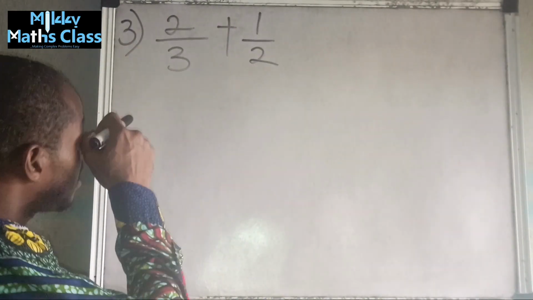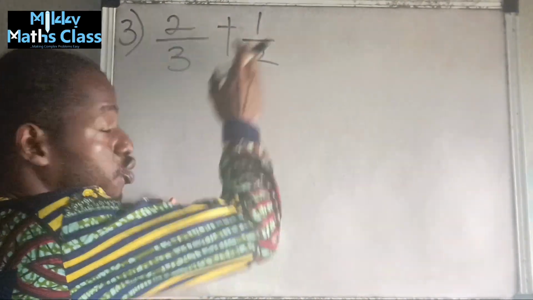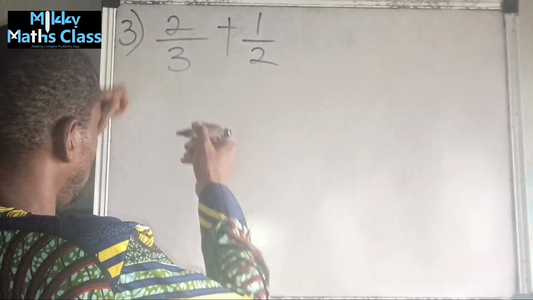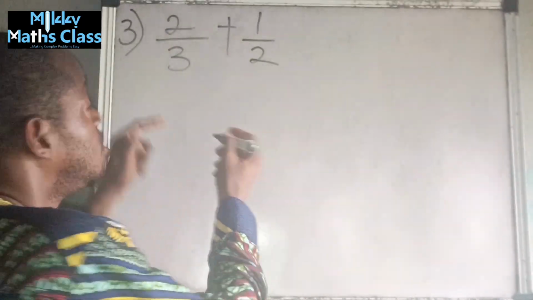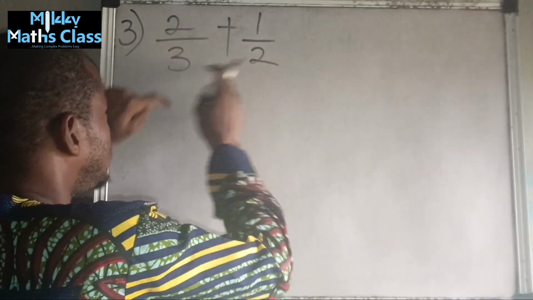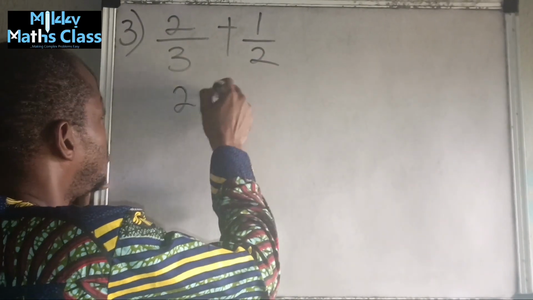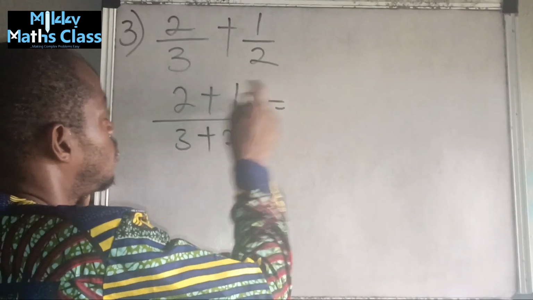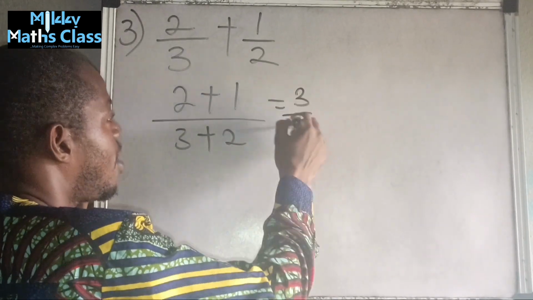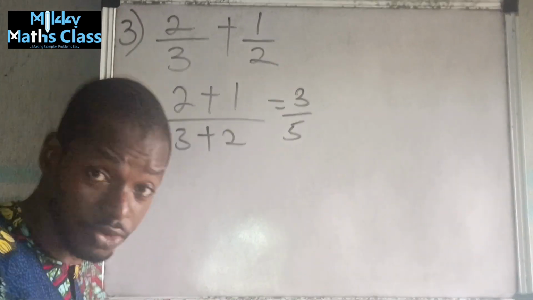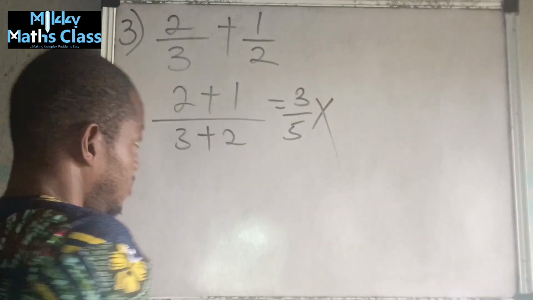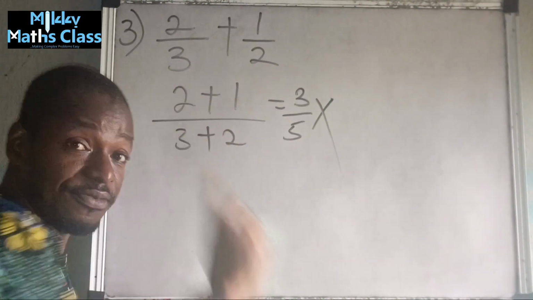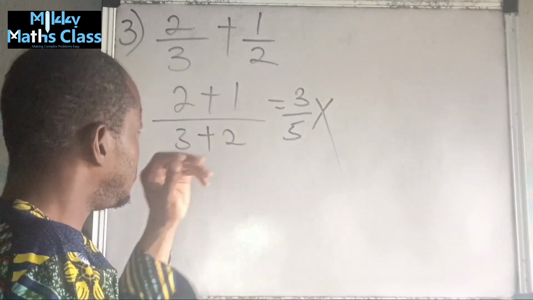If you have a question like this, 2 over 3 plus 1 over 2, this is a fraction we are adding. Now, some students add like this, since it's addition: I will add the numerators and the denominators together. So I will say 2 plus 1 over 3 plus 2. 2 plus 1, I have 3 over 5. No, this is a disaster in mathematics. If the denominators are different, we do not add the denominators.